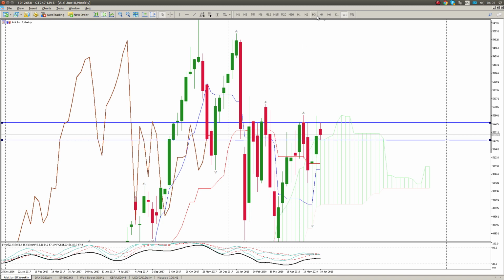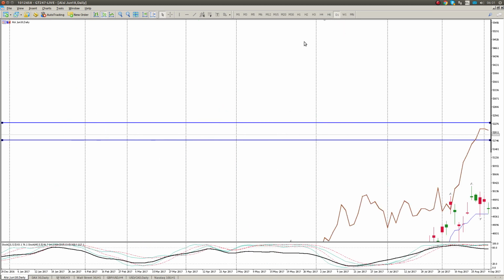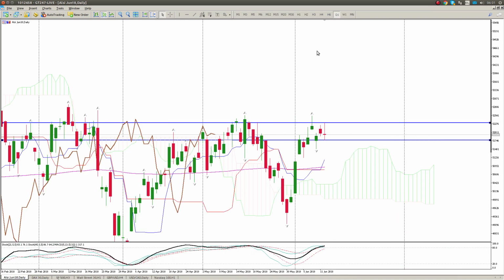Okay, now I just want to get down to the daily. There's nothing really else here that stands out. And you can see that that weekly range is also the range of yesterday. Okay, so there are a few things on the charts.